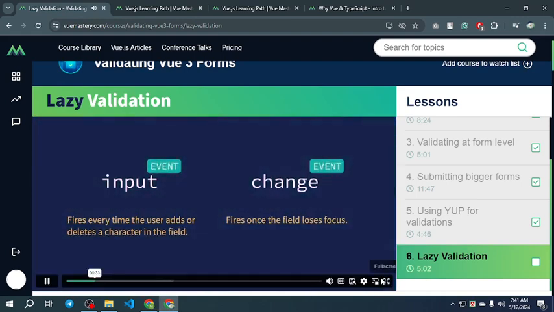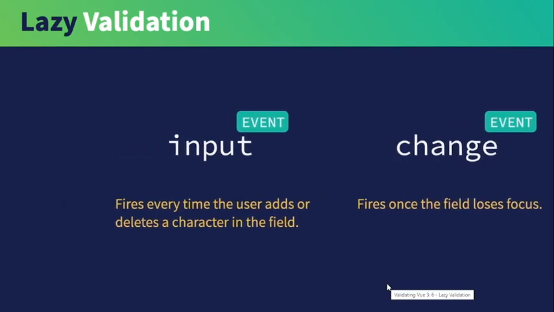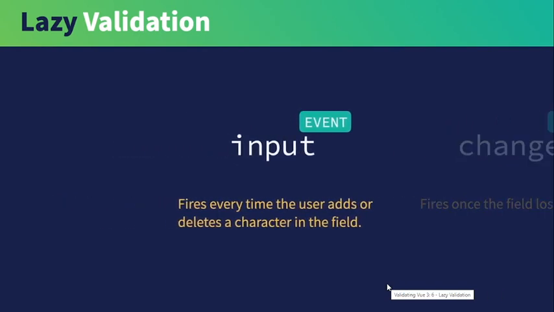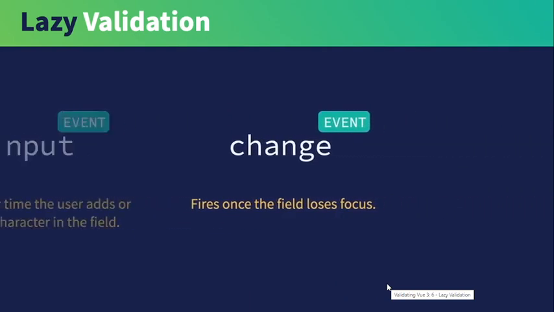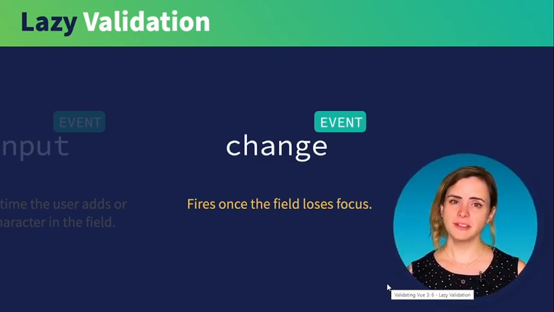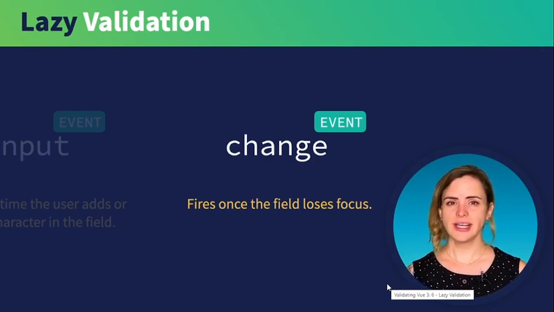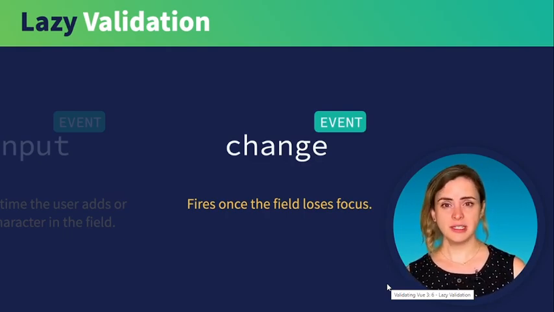Text and email input fields fire different events depending on how the user interacts with them. The input event fires every time the user adds or deletes a character in the field. The change event fires once the field loses focus. In order to provide a better experience for our users when typing their email address, we are going to learn how to validate our email field when the change event happens instead of the default input.